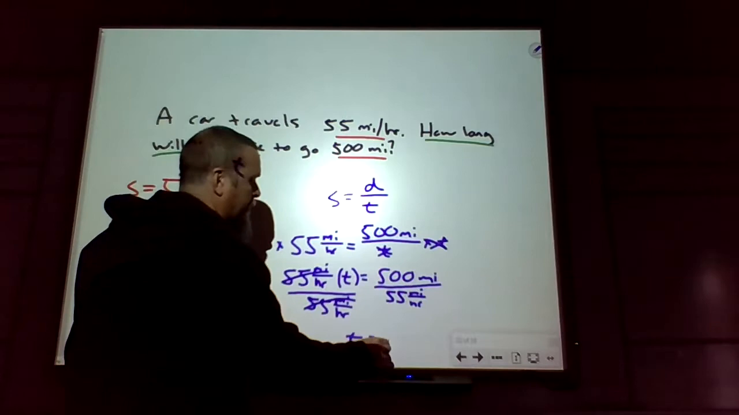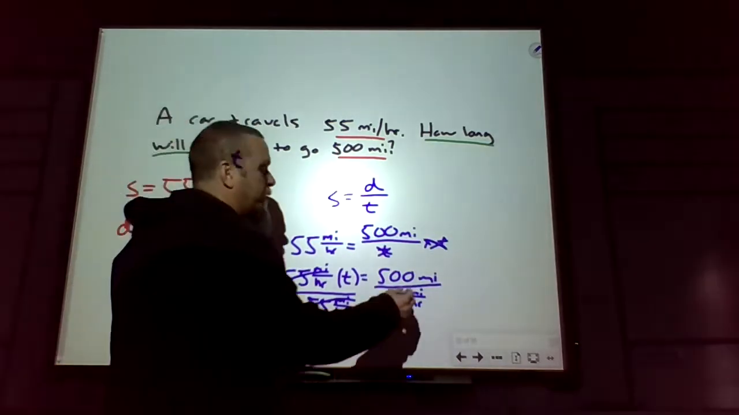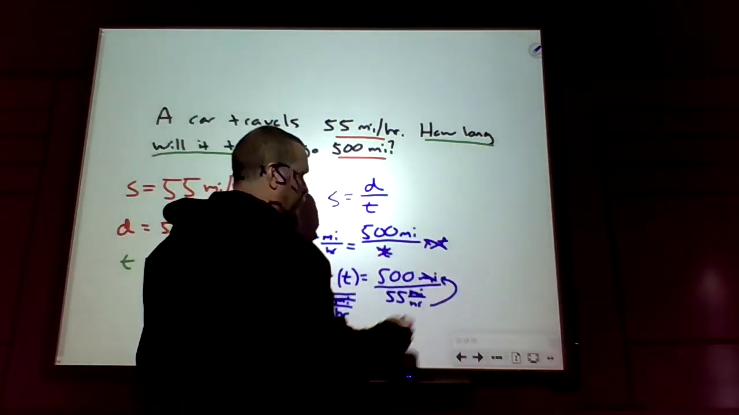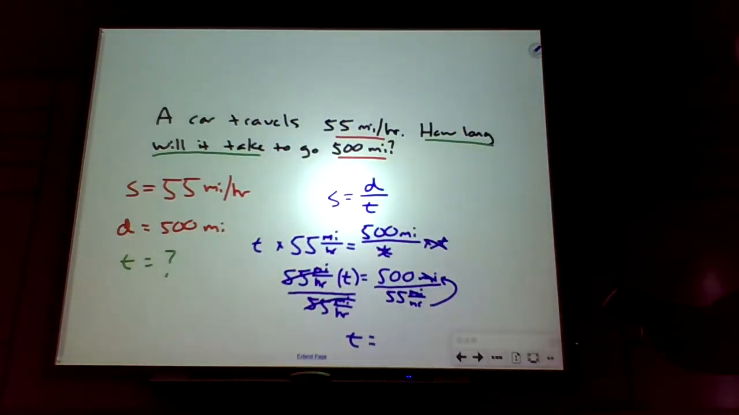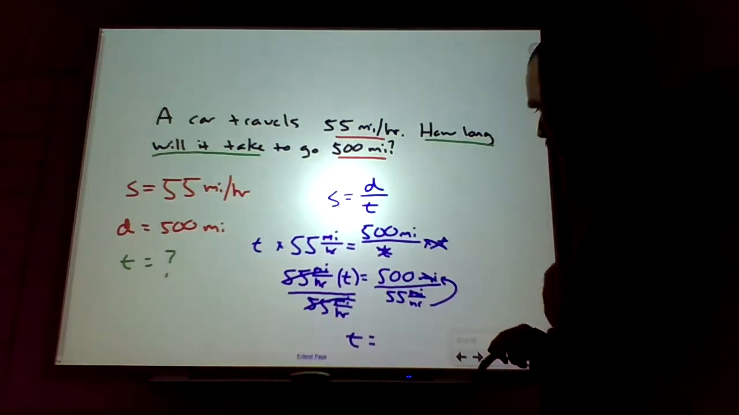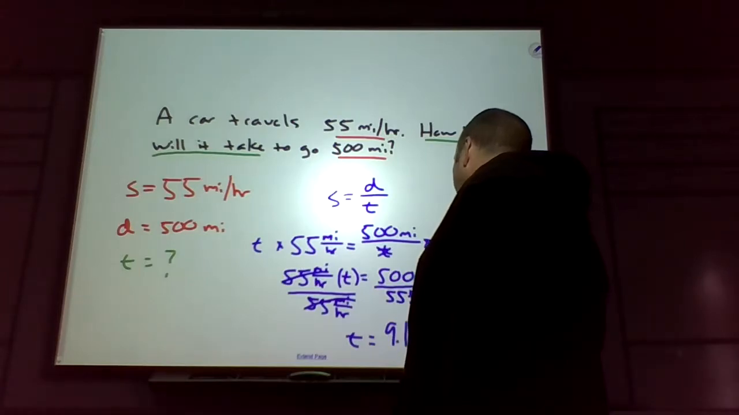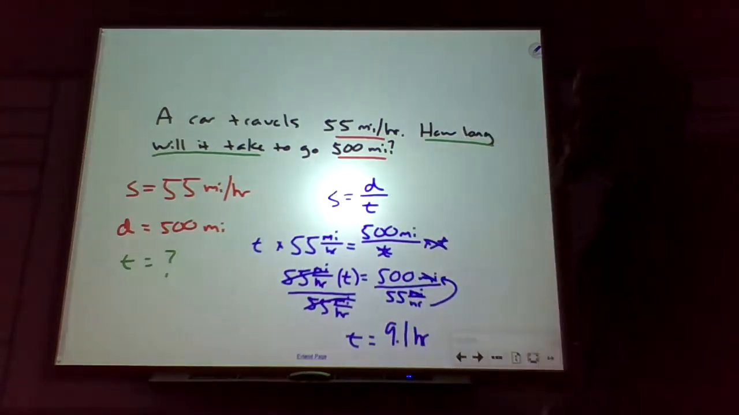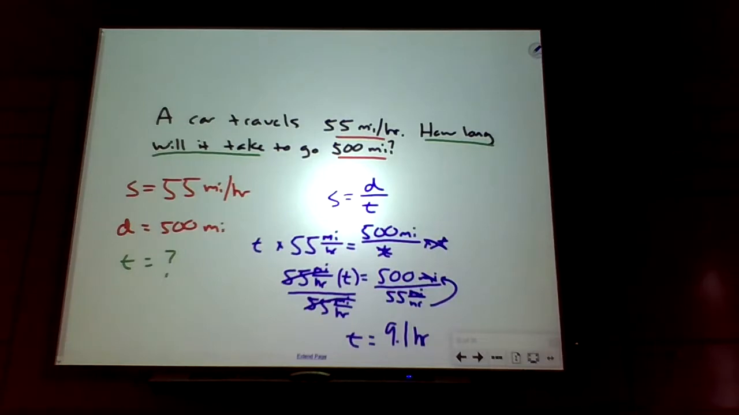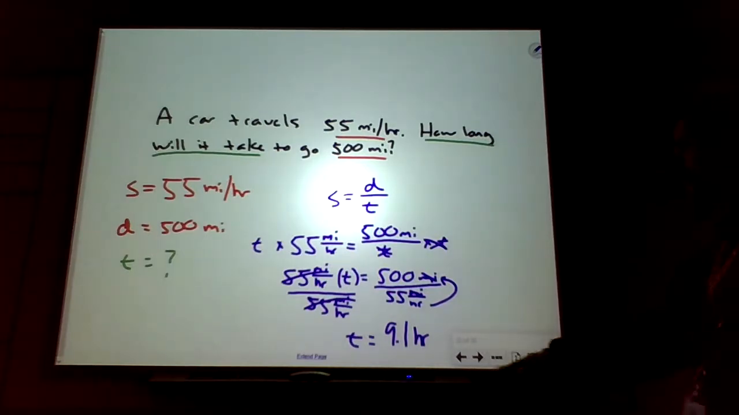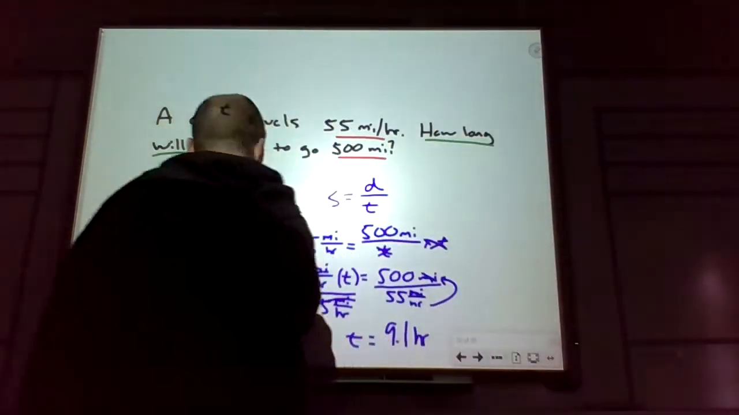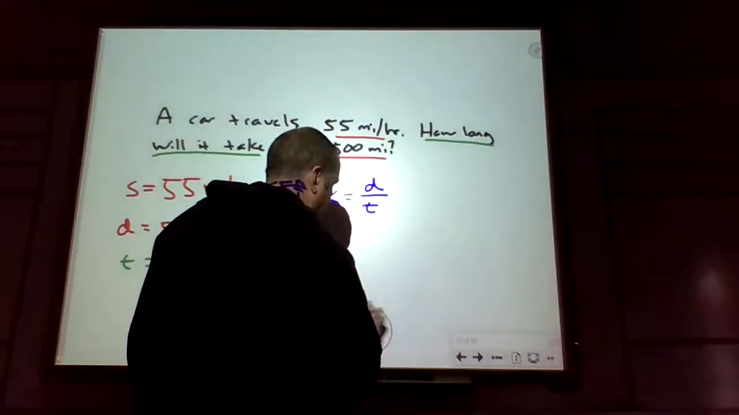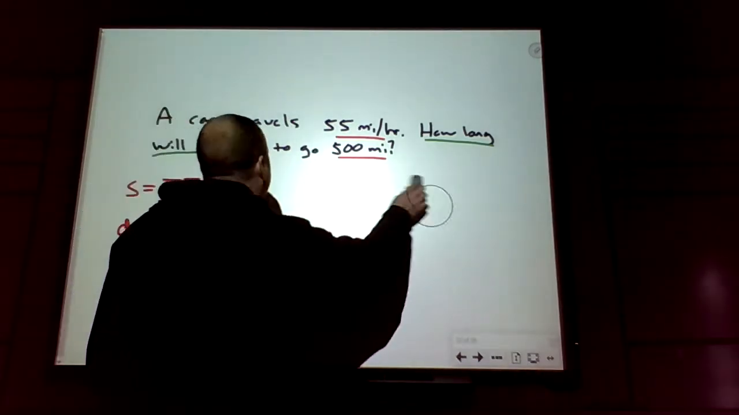Over here, everything cancels out except for t. Over here, the miles cancel out and the hours move up, giving us hours for our unit. Our number will be 500 divided by 55, which is 9.09 or 9.1 hours. If you want to turn that into hours and minutes, you just take 0.1 times 60. Again, fairly straightforward and nothing more difficult than what you'd be expected to do in Algebra 1.